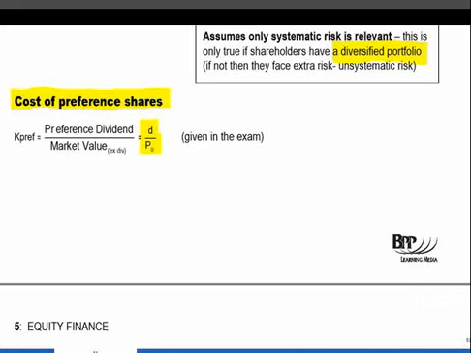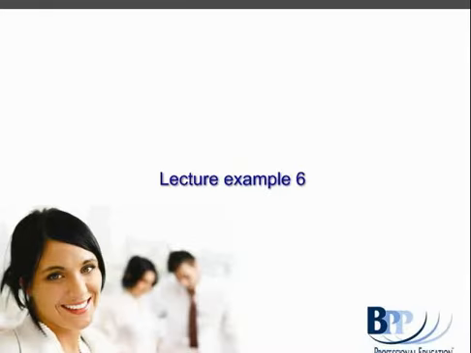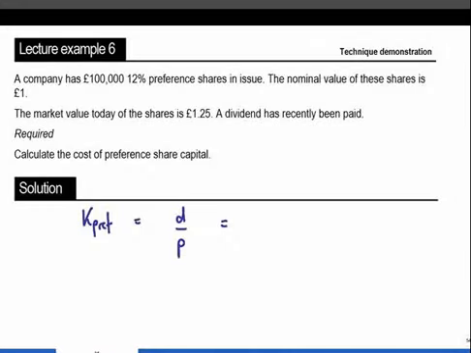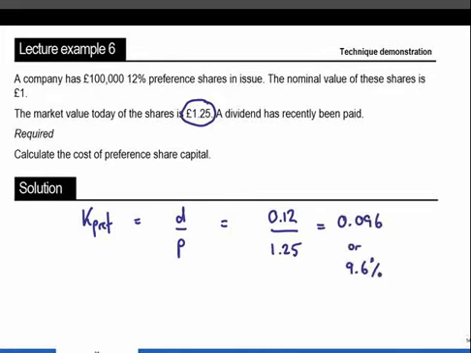So if we apply that to the lecture example, 12% preference shares with a nominal value of £1 will be paying a dividend of 12 pence. If preference shareholders are prepared to pay £1.25 for the preference share and they know that they're getting a 12 pence return, then they must be happy with the return of 9.6%. So this is the cost of preference share capital.